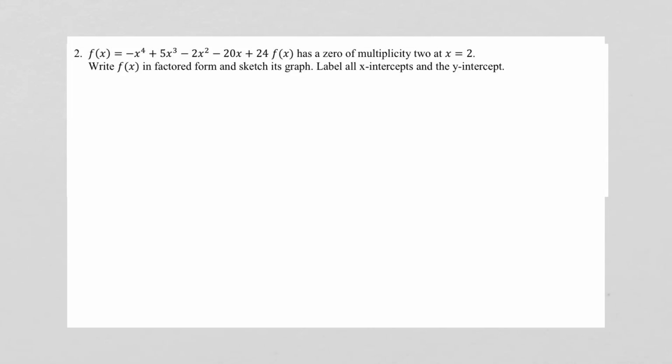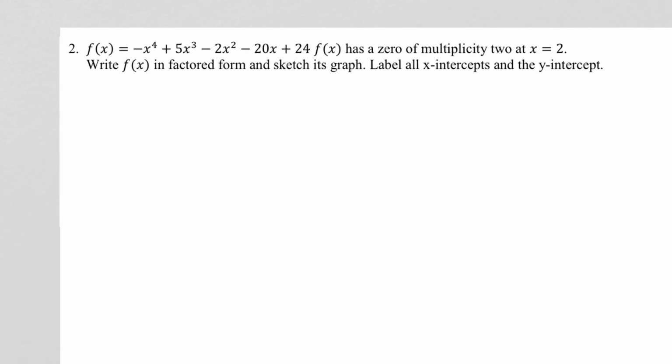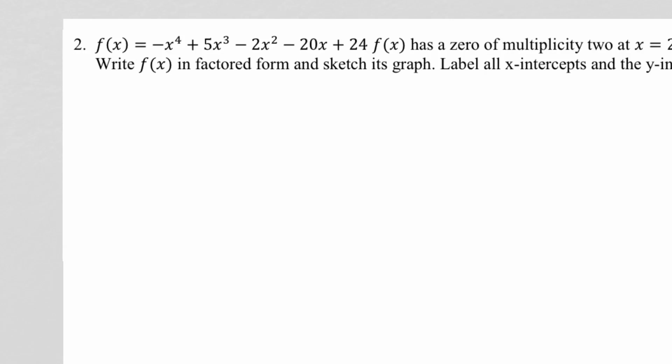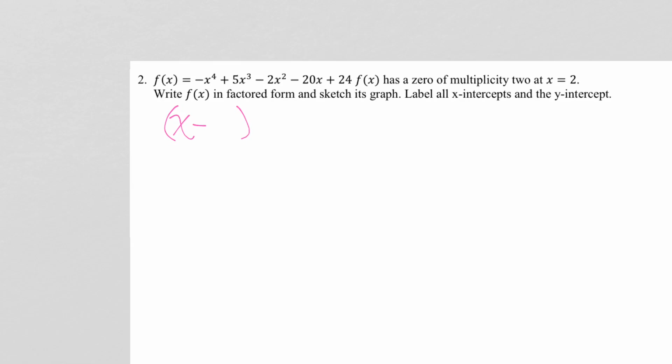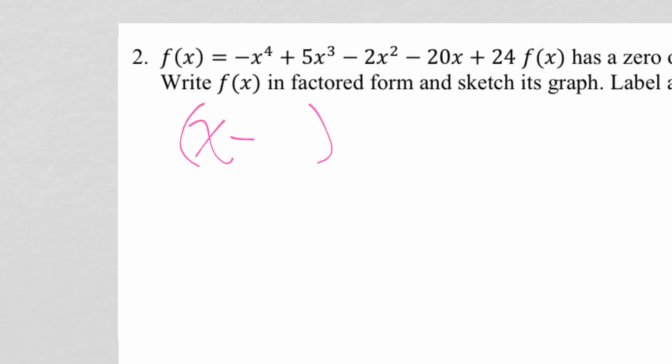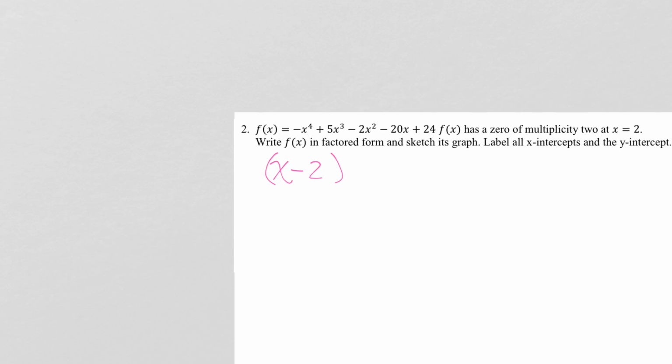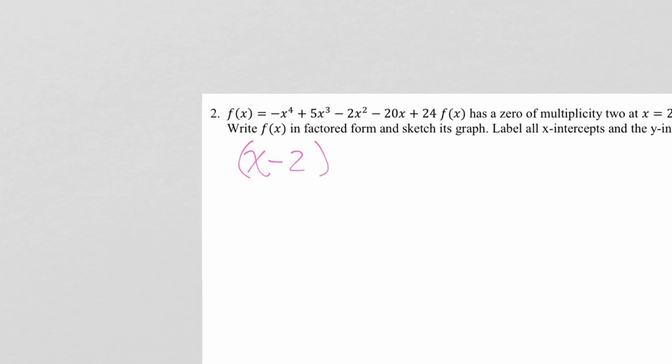First off, remember that having a 0 is the same as being a solution. And we should know by this point that if we have a solution to a polynomial, then you can write that solution as a factor, x minus whatever the solution is. Our 0 is at x equals 2, so our factor is x minus 2. But we are told that it is a multiplicity 2, which means that factor is squared.